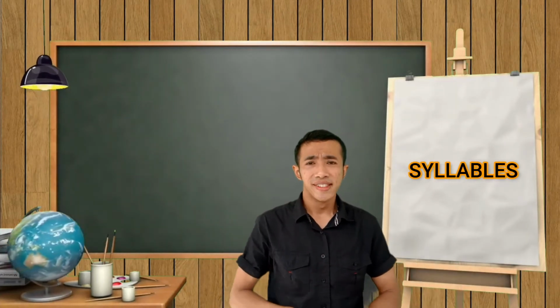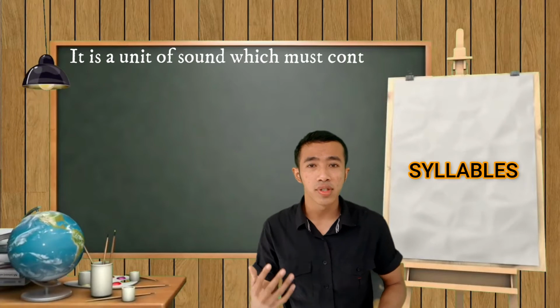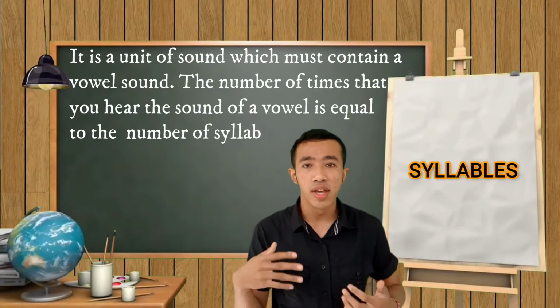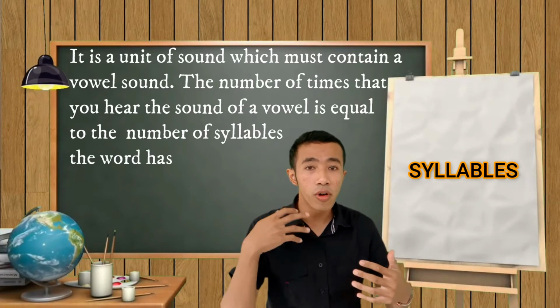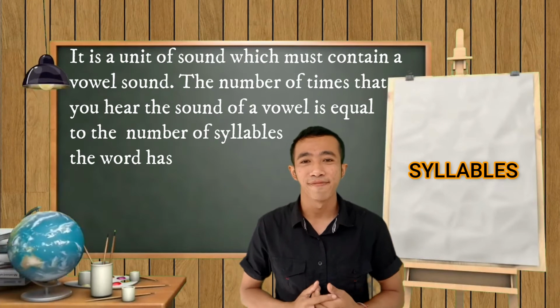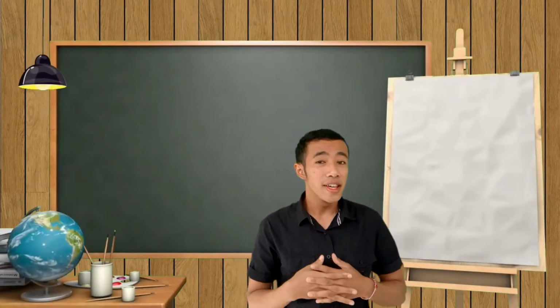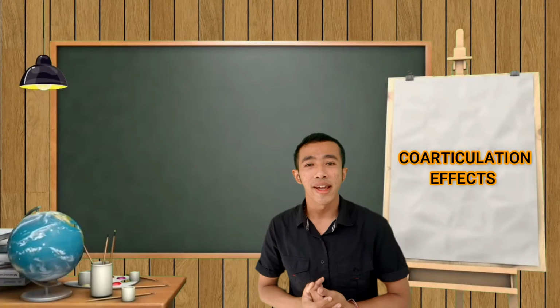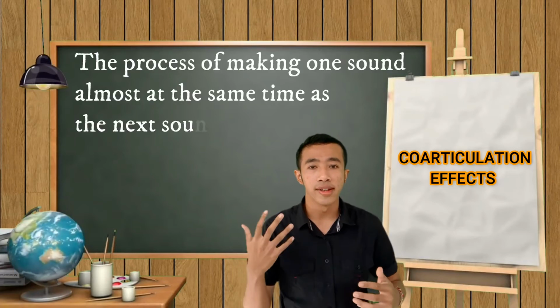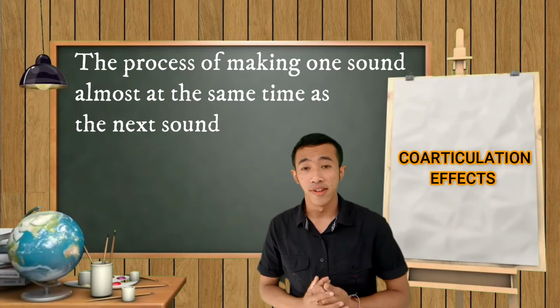Syllables. A syllable is a unit of sound which must contain a vowel sound. The number of times that you hear the sound of a vowel is equal to the number of syllables the word has. Next, articulation effects. Articulation effects is the process of making one sound almost at the same time as the next sound.